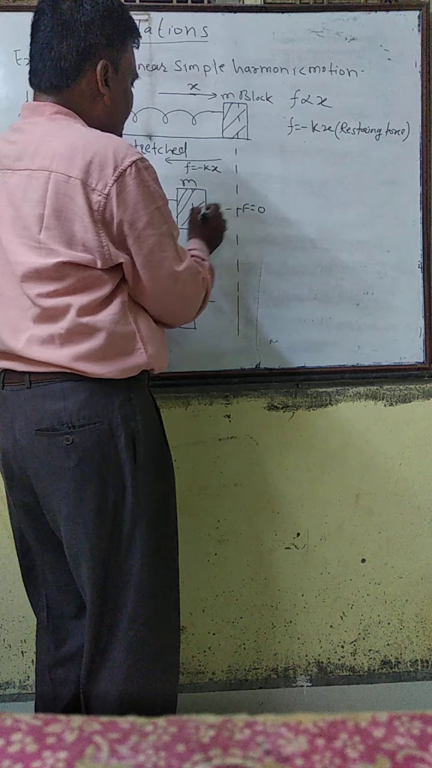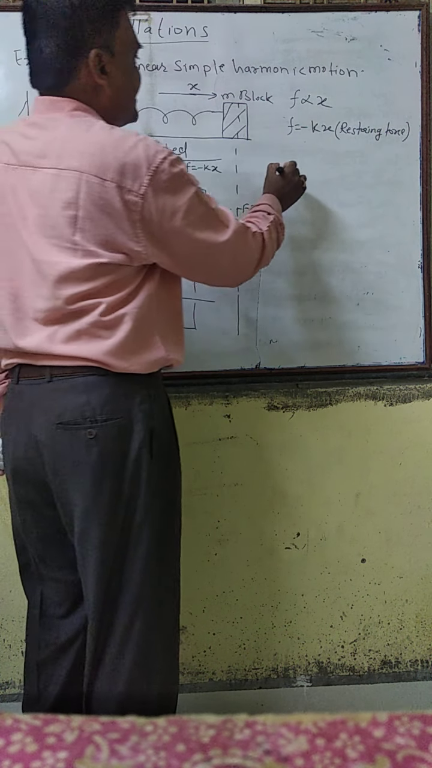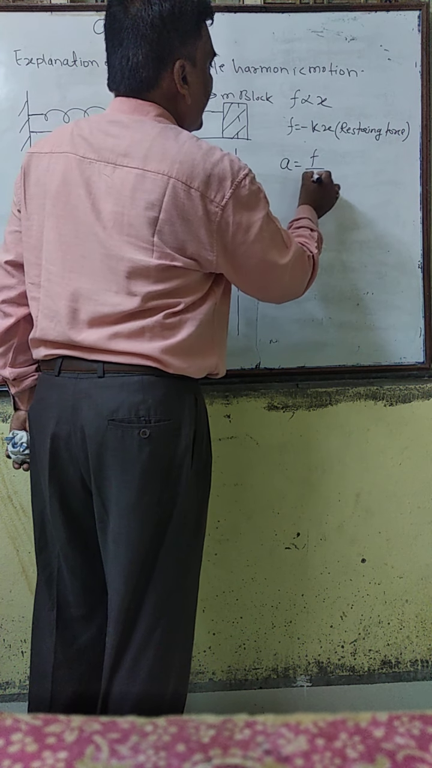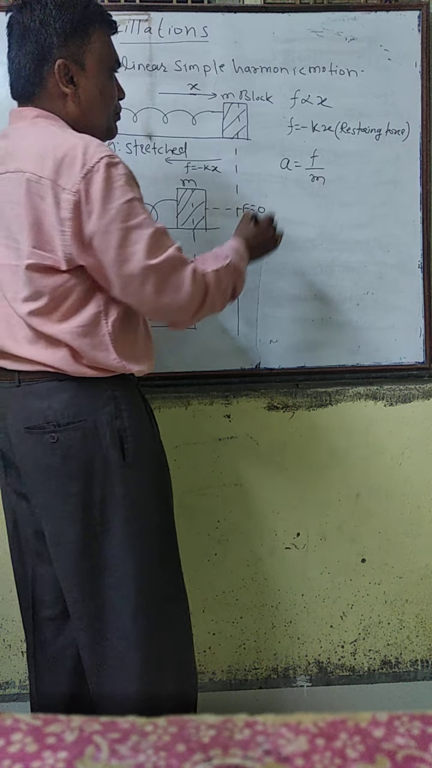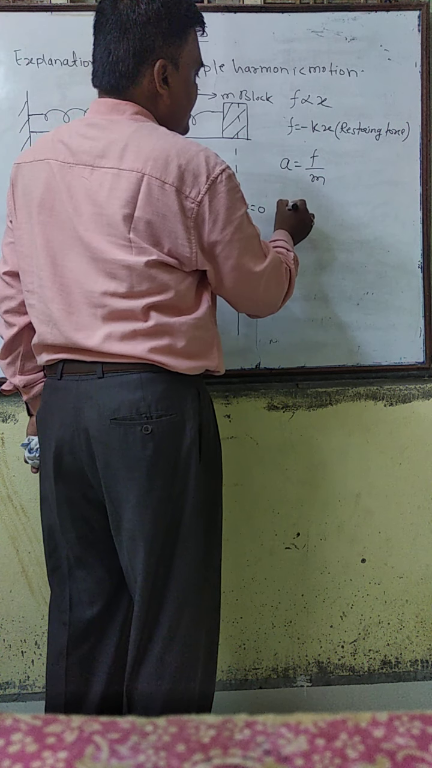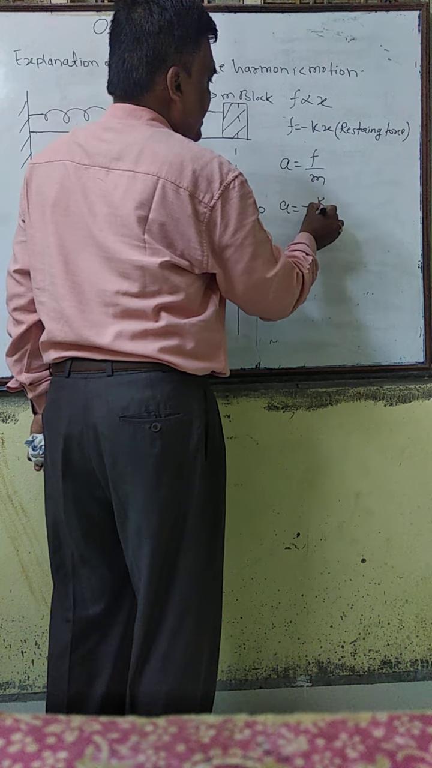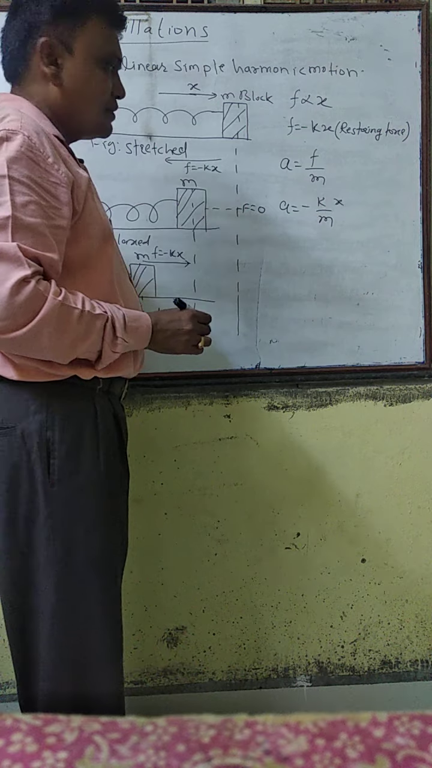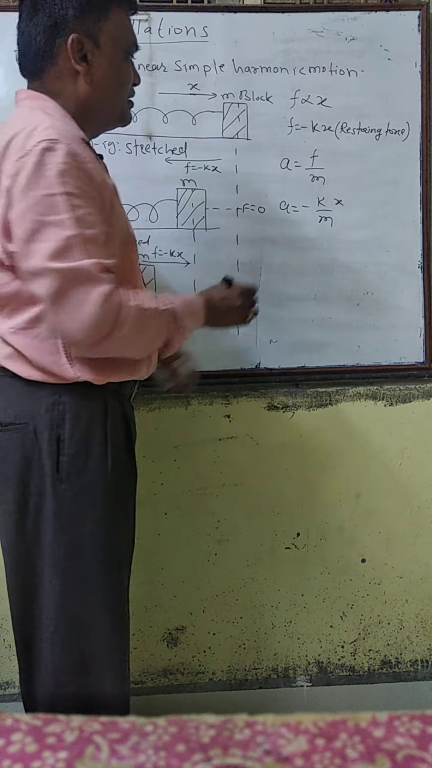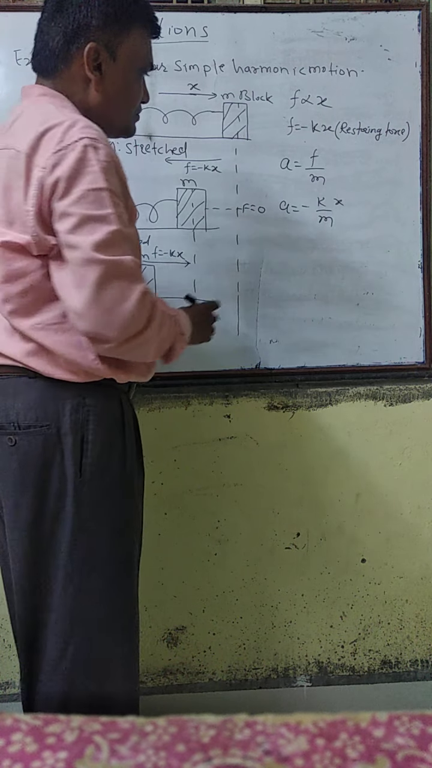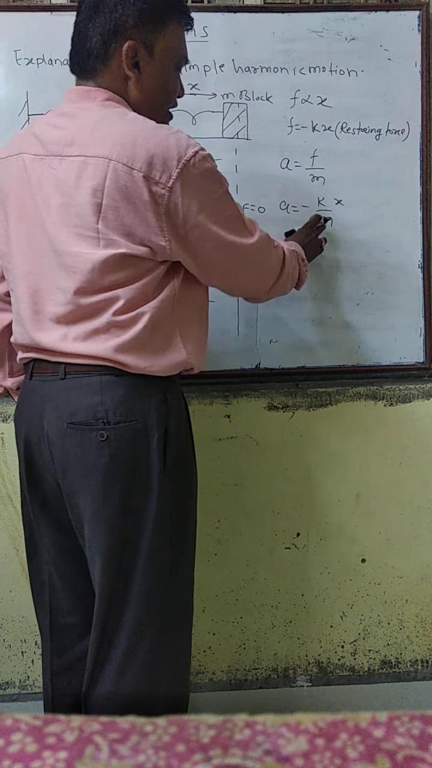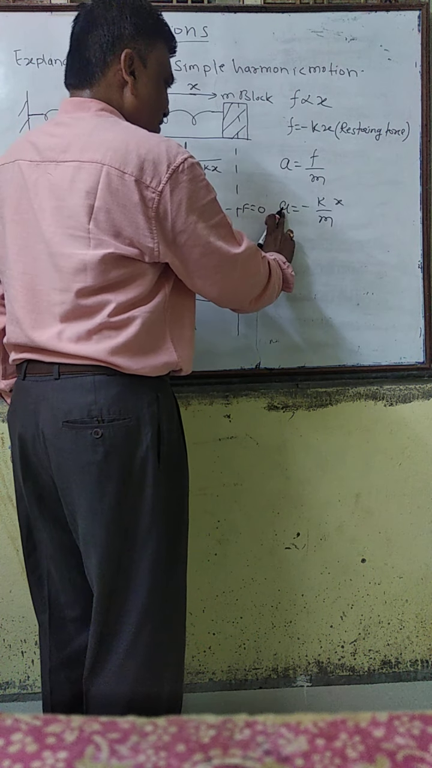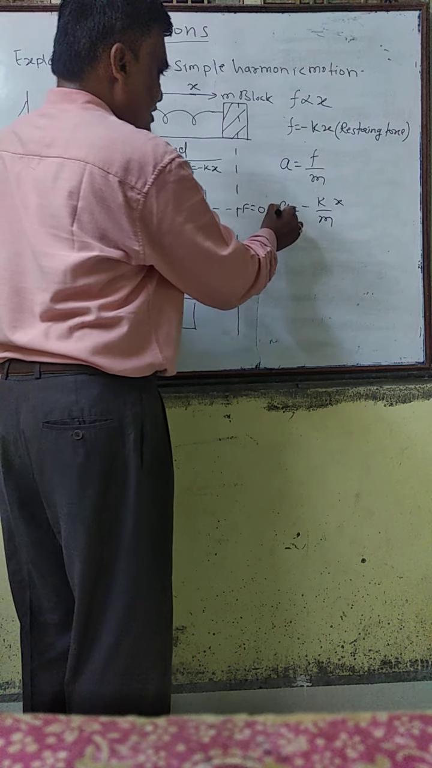But this motion has acceleration, so the acceleration A equals F by m. But we know that F equals minus kx, therefore A equals minus kx upon m, A equals minus k by m times x. But k by m is a constant. K is the force constant and m is the mass of the block. This is constant. Therefore, again, acceleration is directly proportional to the displacement.